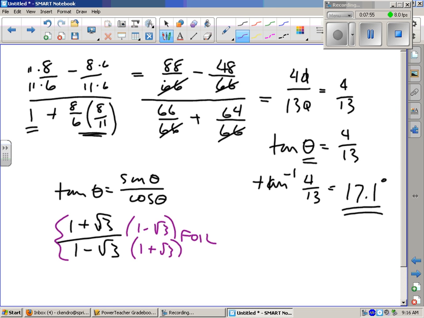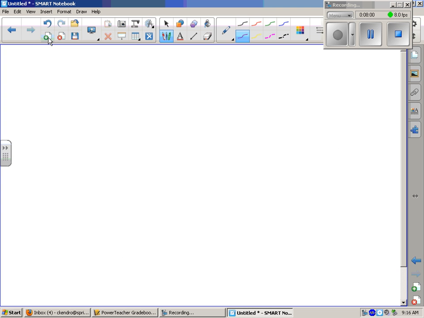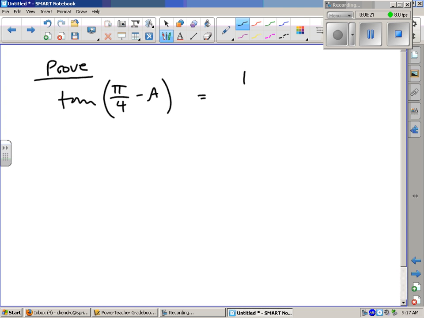All right, I have one more to show you. Basically, we're just trying to prove, now it's not a normal proof, so don't panic. We're trying to prove one side equals the other. And you basically just have to work it out and show that it does. So we're going to prove that tangent of pi over 4 minus a is equal to 1 minus tangent a over 1 plus tangent a. Okay, so now they are trying to confuse you a little bit here by putting the a there.